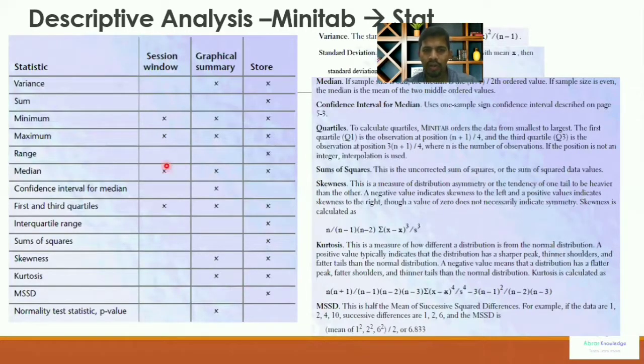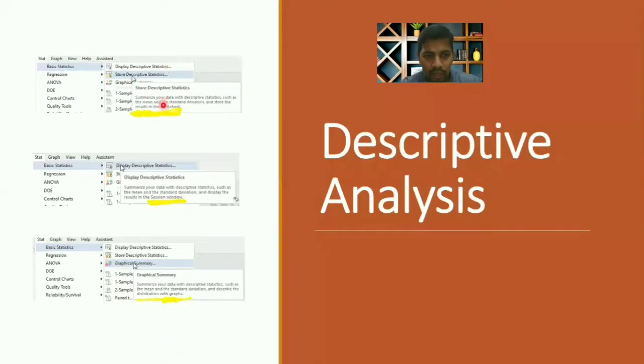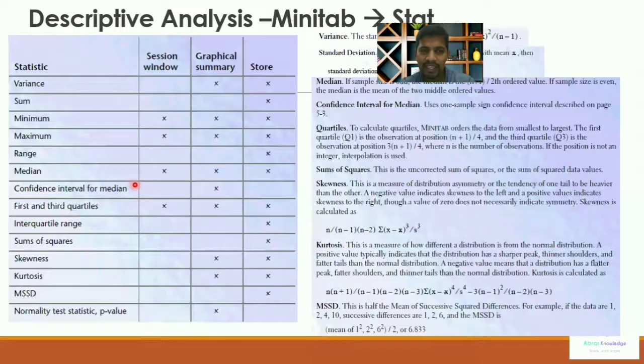So this is the mild difference between these three. First, we talked about the session window. Session window is also called display descriptive statistics. So in that, what are the things you will get? You will get mean, minimum, maximum. You will get median. You will get first and third quartile. These are the only options you will get.